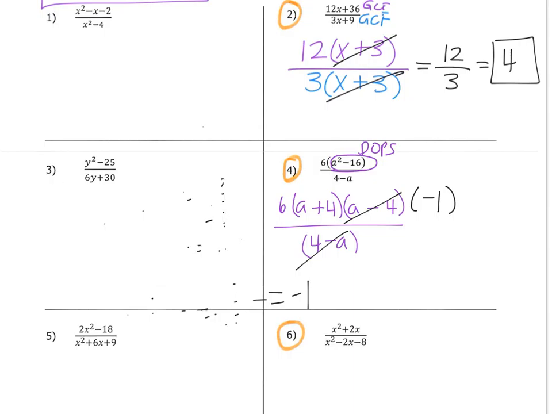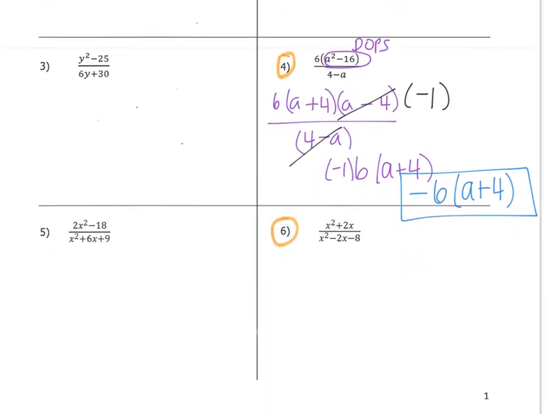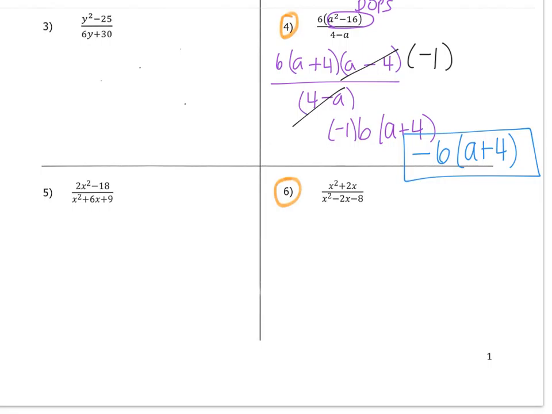So now we're moving on. Not with the next problem, but with this problem still. On top, I see a 6. I see an a plus 4. And then don't forget about that negative 1. I'm going to choose to stick that in the front of the 6. Because negative 1 times 6 becomes a number. Negative 6, parentheses a plus 4. There's nothing left on the denominator, so we're done just like that. Take a second to factor the numerator, x squared plus 2x.